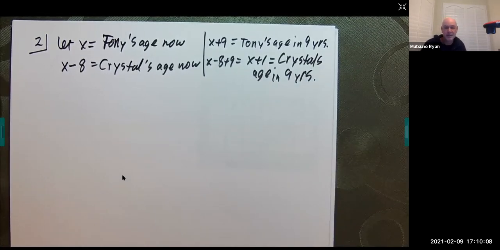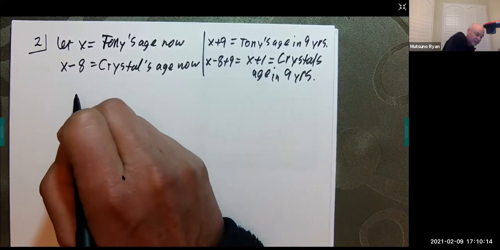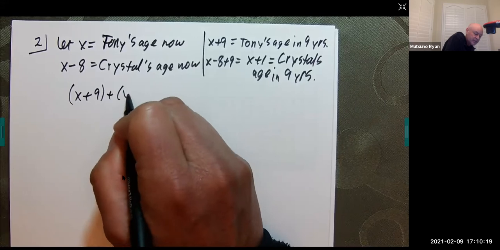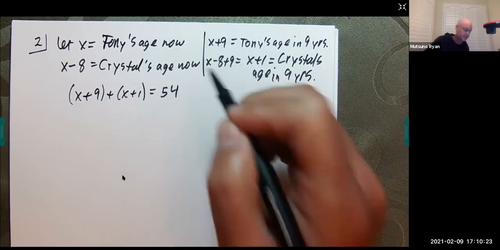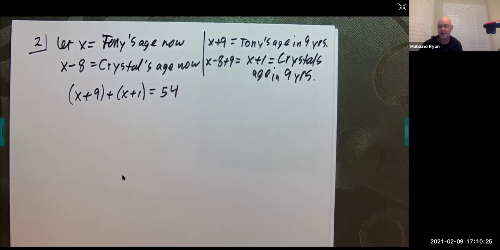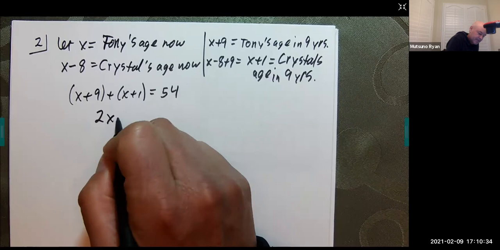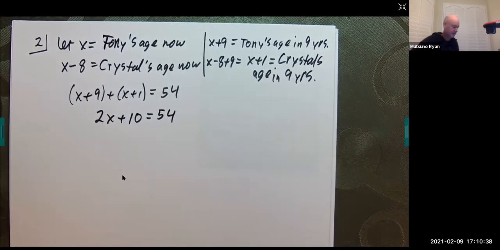And the problem says, in 9 years, the sum of their ages will be 54. So here's their ages in 9 years. So I have x plus 9 plus x plus 1 is going to be 54 years. There's the equation. That's always the hard part, is getting to that equation. I'm going to go ahead and combine up my like terms. X plus x is 2x. 9 plus 1 is 10. And I'm going to solve it.